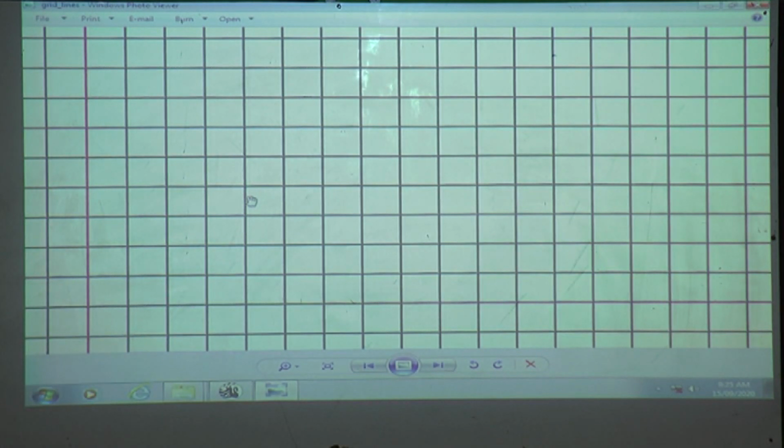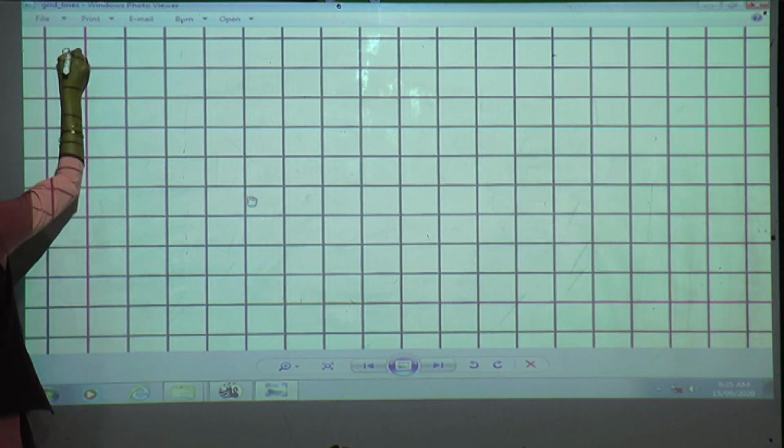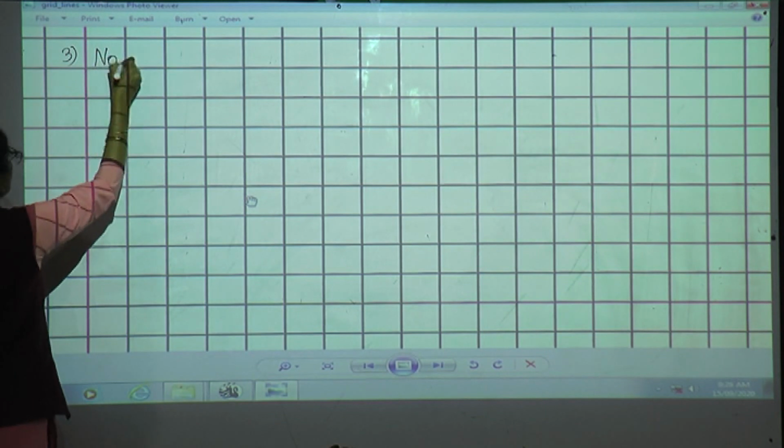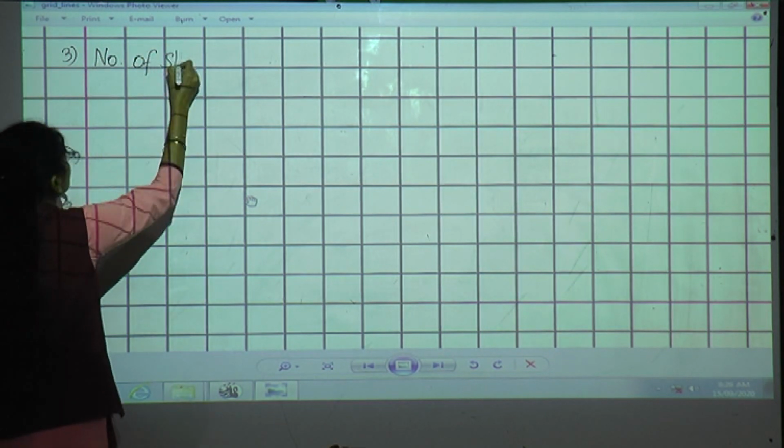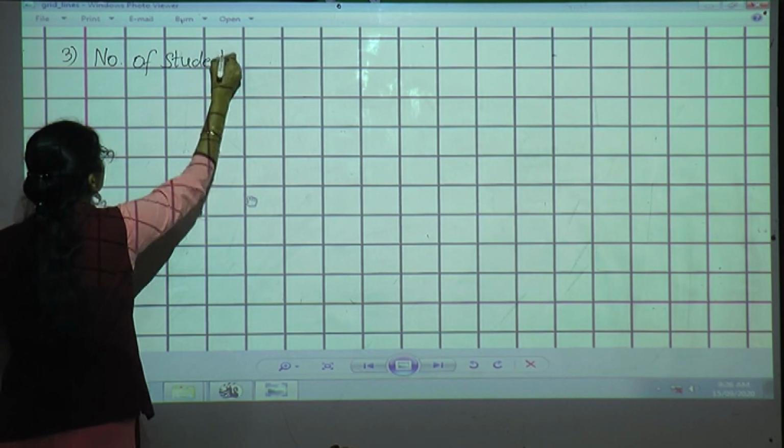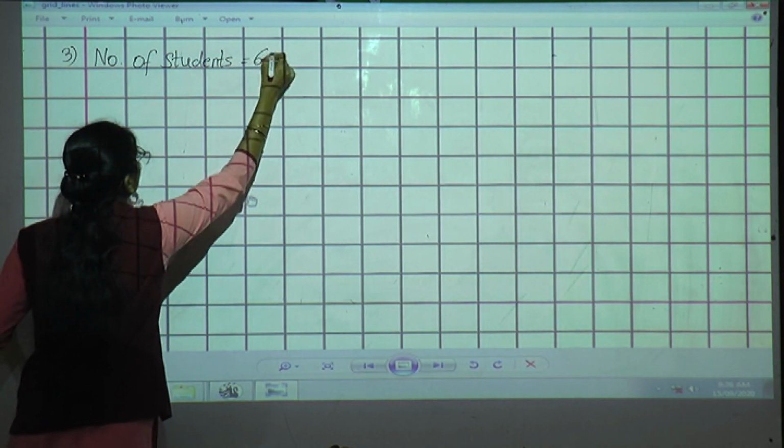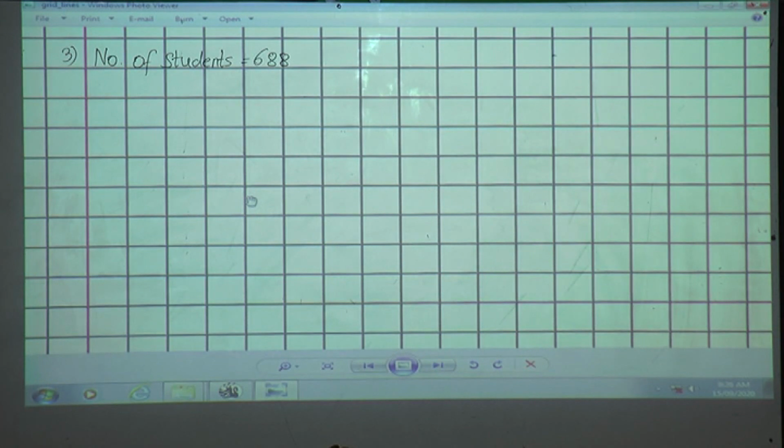Read the third question. In a school with 688 students, there are 8 classes. Yes, each class has an equal number of students. How many students are there in each class? See what is given to us. In a school with 688 students means here we can write number of students. How many students are there in a school? Number of students is equal to 688.